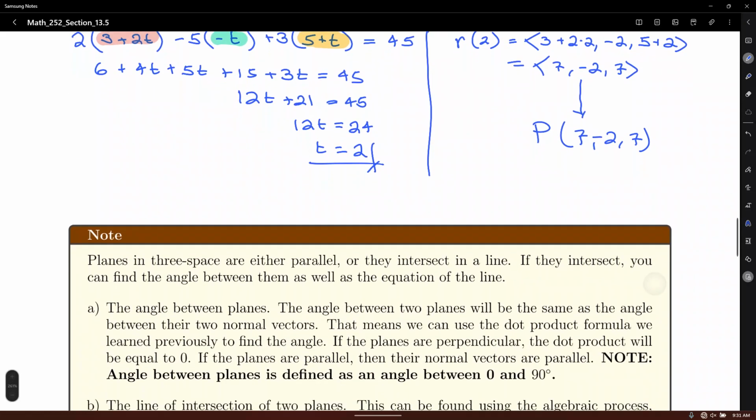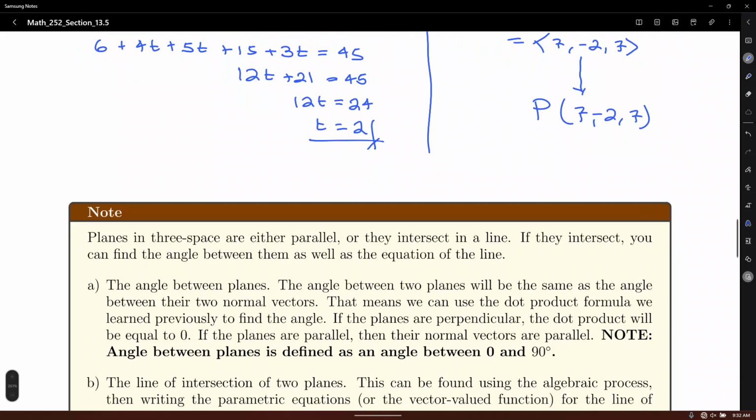Okay. Let's keep talking about planes. Planes in 3D space can be parallel or may intersect in a line. I'm talking about the case with 2 planes only. If they intersect, then we will be able to find the angle between the 2 planes, and also find the equation of the line where they intersect.